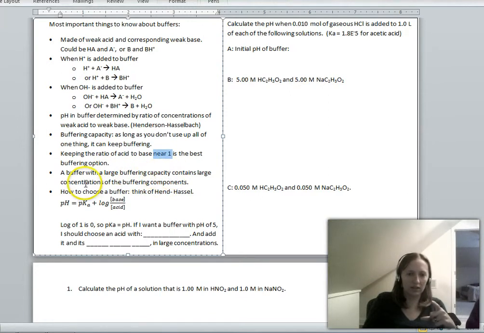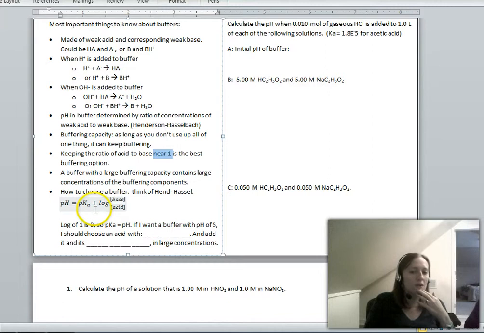Large buffering capacity has large concentrations, and if you're in the lab and you need to choose and make a buffer, you think of your Henderson-Hasselbalch equation, which is pH equals pKa plus log of base over acid. And the log of base over acid, the log of 1 is 0. And it's a good idea to have the base over acid equal to 1. So that means that in general, if you're making the buffer well, the pH of the buffer is going to equal the pKa of the buffer materials.